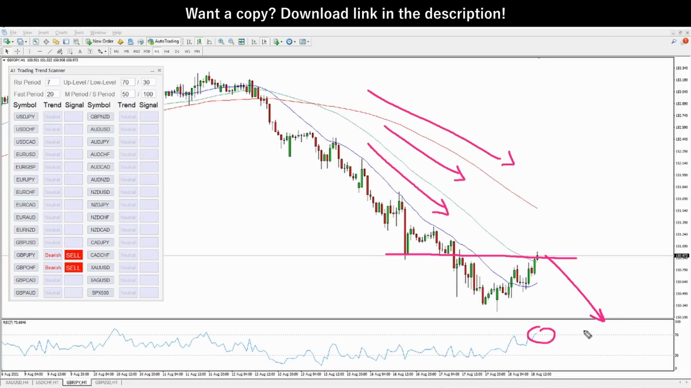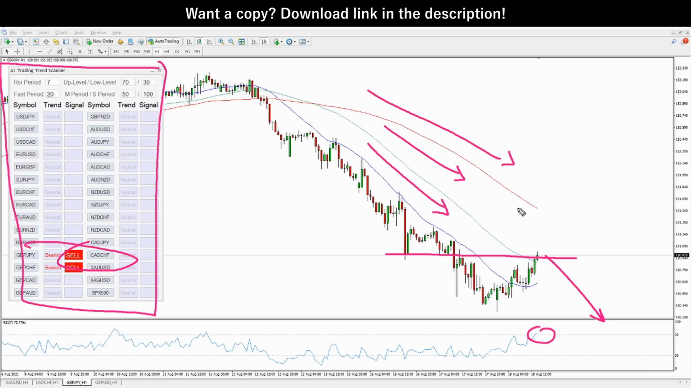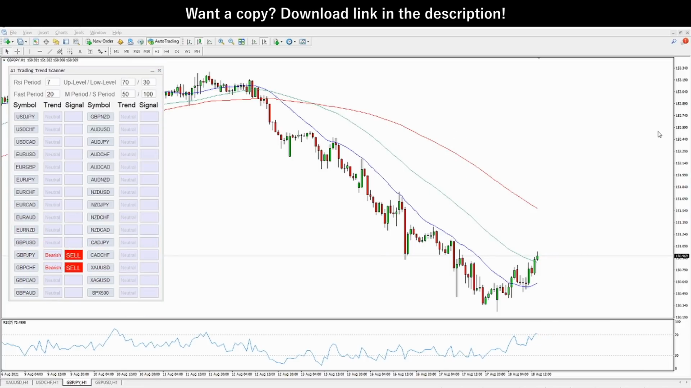So it takes out all the headache of scanning charts with your eyes all day long, and just sets everything up here and just prints here whenever something is happening. It tells you in the form of some form of a signal, right? You get the trend.